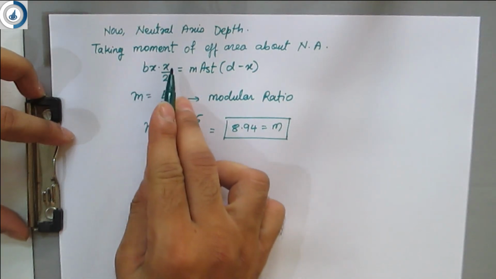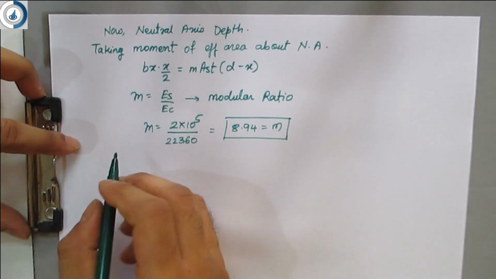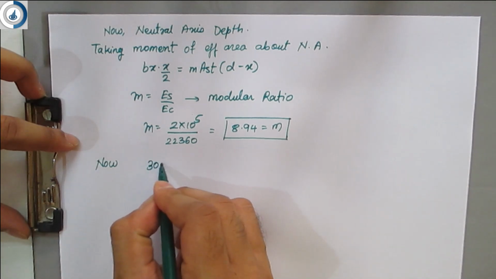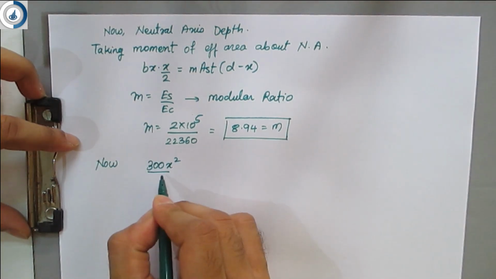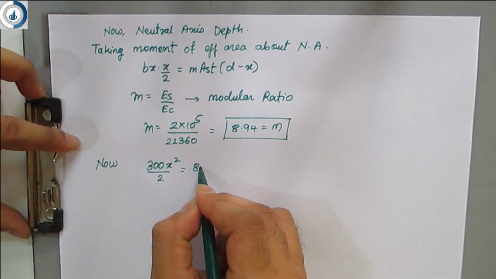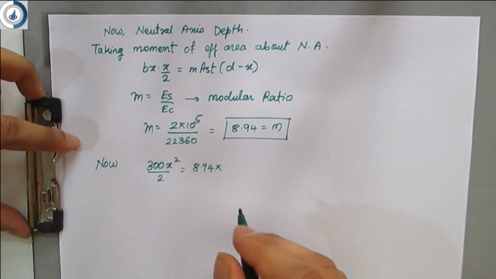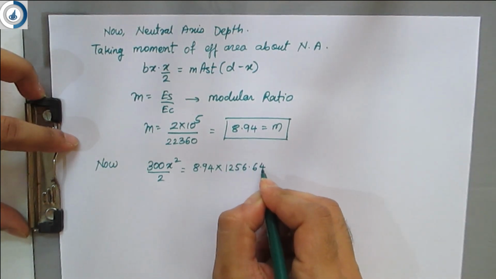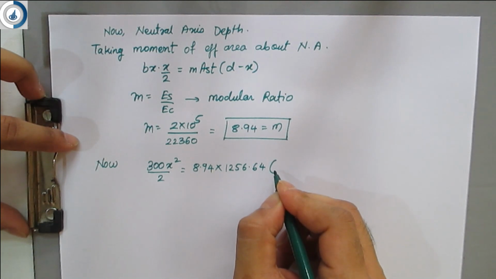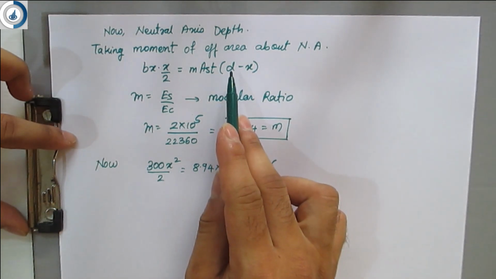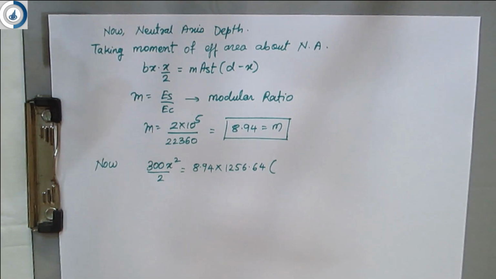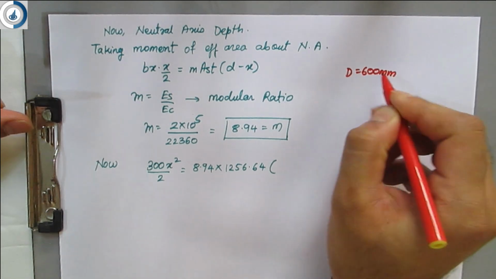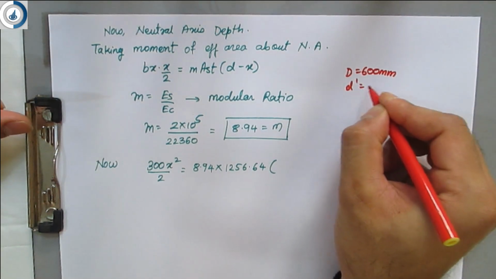Now we will calculate the neutral axis depth, that is x. Now b is 300, it was given, x square is unknown, b x square by 2 is equal to m, 8.94, AST we have calculated in the initial stage, 1256.64. Then d, we have still not calculated the effective depth. The overall depth was given as 600. Then effective cover, sorry, it was given as 50 mm.